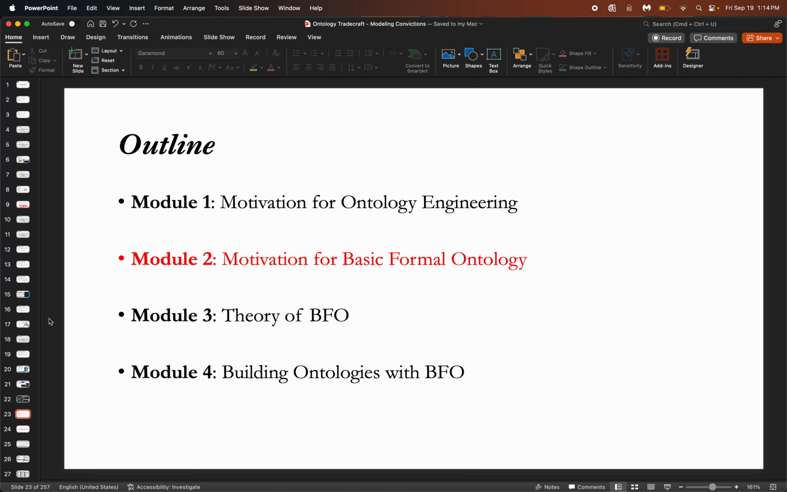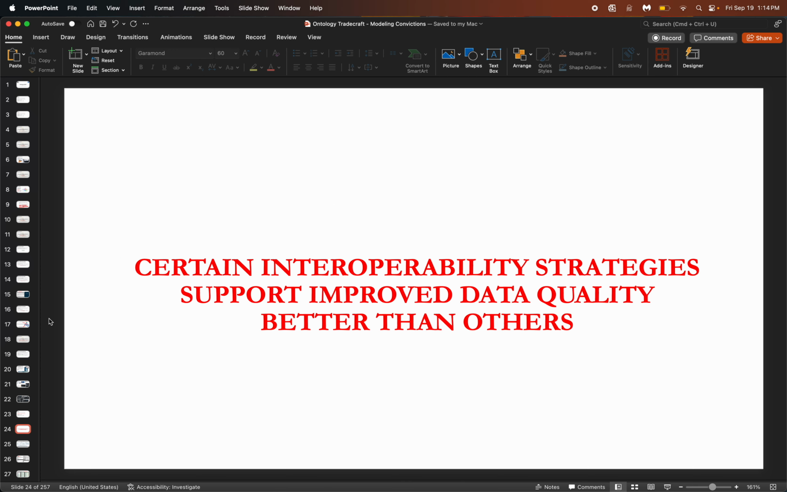Now, okay, this is the background for ontology engineering. I'm going to be talking about basic formal ontology, which is a specific top-level ontology. I'm going to talk about some of the motivation behind it, why you would use it, why we use it. So certainly interoperability strategies support improved data quality better than others.